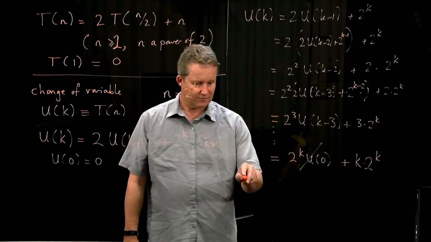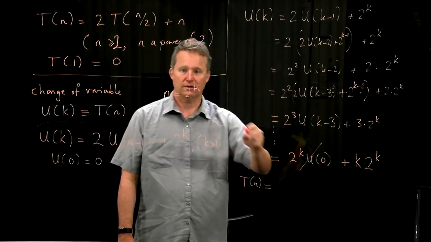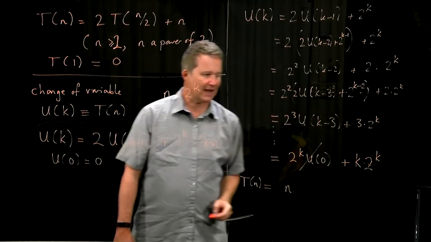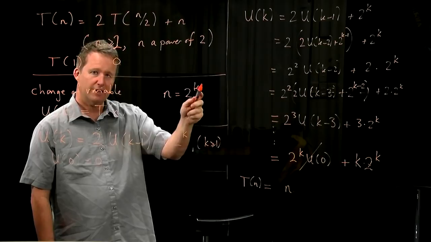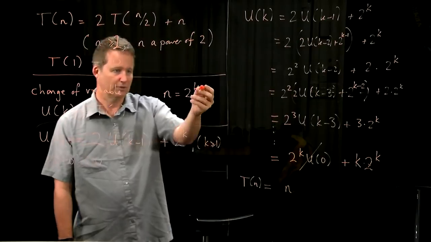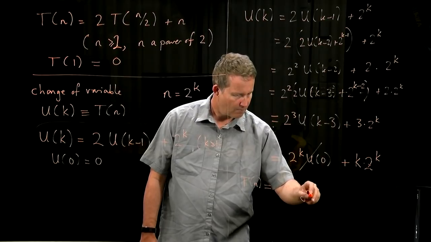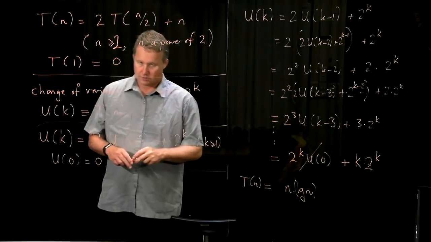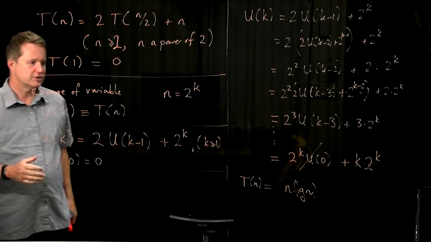Now finally, since t of n is equal to u of k, it's k times 2 to the k, but n is 2 to the k, so there's definitely an n factor there. Now what's k? Taking the binary logarithm of each side, I get k on the right and log n on the left. K is log n. That's what it means for n to be 2 to the k. It's just another way of writing that. So the solution to that simplified merge sort recurrence is very simple. It just says that t of n is n log n.